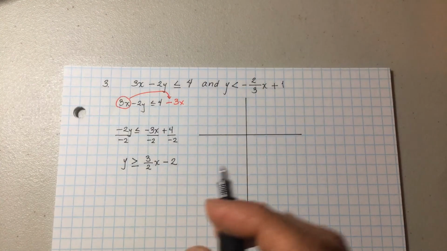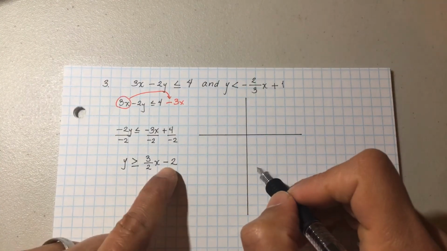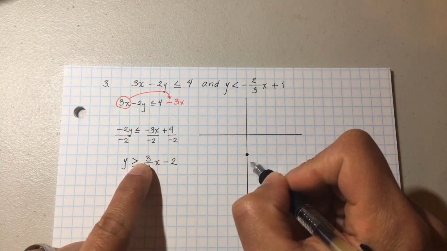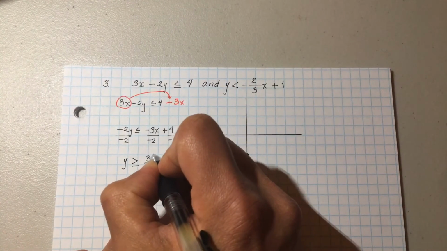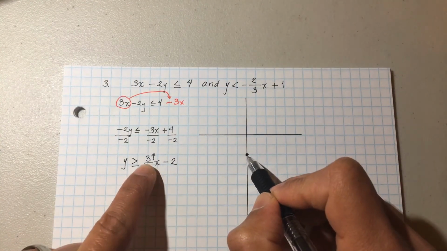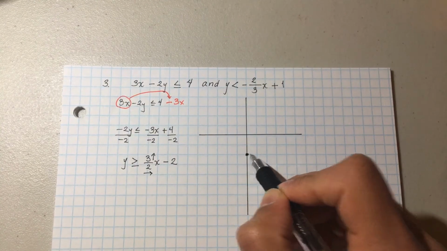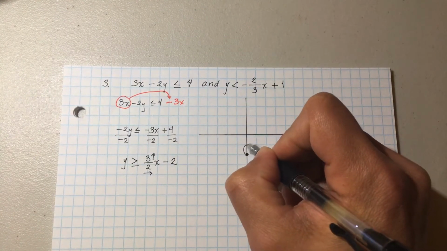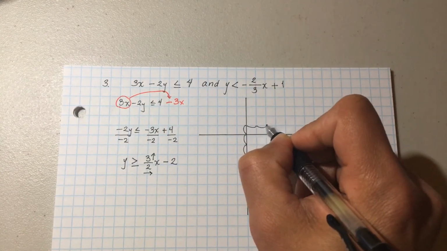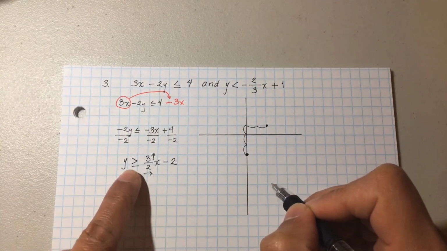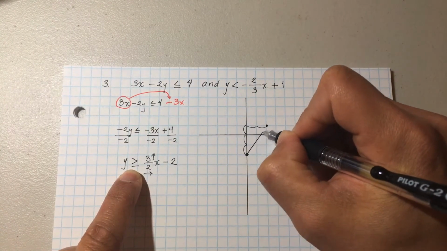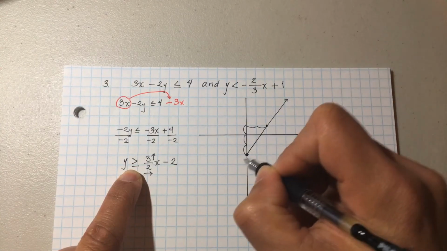So where do we start? We start at negative 2. Comenzamos con negativo 2 aquí, right here. And then you're going to go up. Vamos a subir 3. And we're going to go to the right 2. And 2 a la derecha. So from the negative 2, del negativo 2, we're going to go up 3. 1, 2, 3. And then 2 to the right. 1, 2, right there. All right, we're going to connect it. Lo vamos a conectar. The line is going to be solid. Va a ser sólida la línea. Solid line.